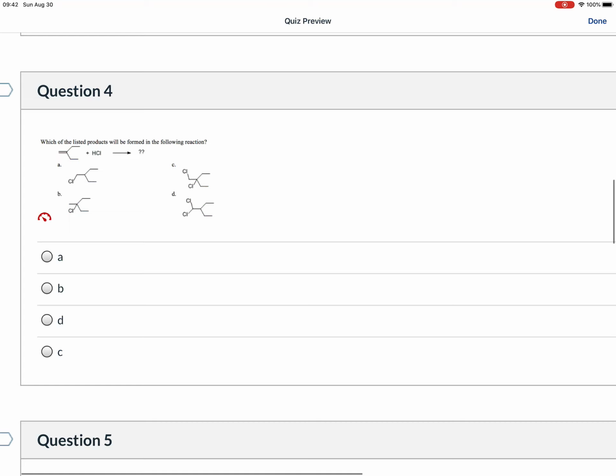So C and D are wrong because they've got 2 chlorines on there. We didn't add Cl2, we added HCl. A is wrong because it added the Cl to the other carbon. B is the one we want because it gets the chlorine on the carbon that had less hydrogens.